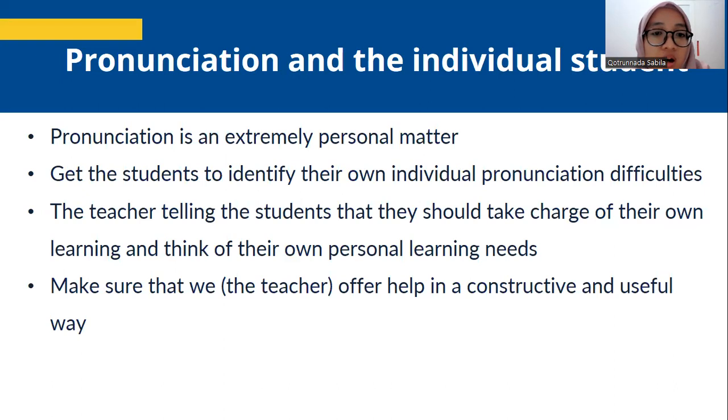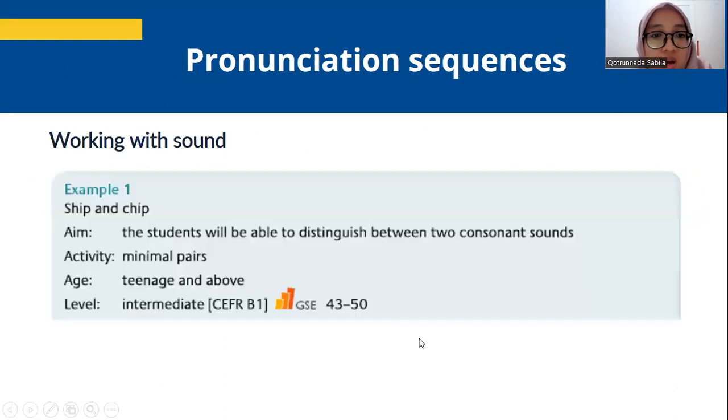Next, pronunciation sequence. We often ask our students to focus on one particular sound. This allows us to demonstrate how it is made and show how it can be spelled. There are many other ways of teaching and practicing different sounds, as the following examples show.